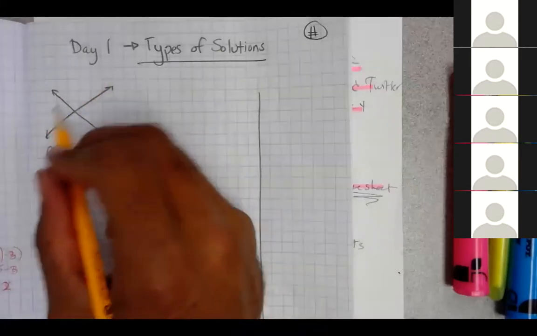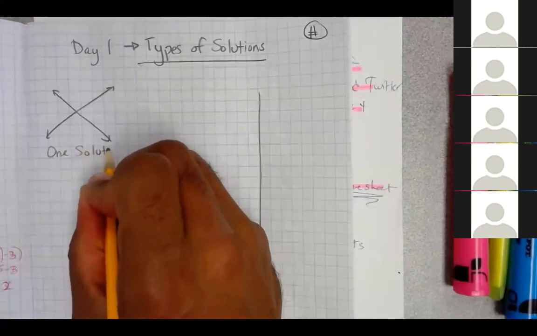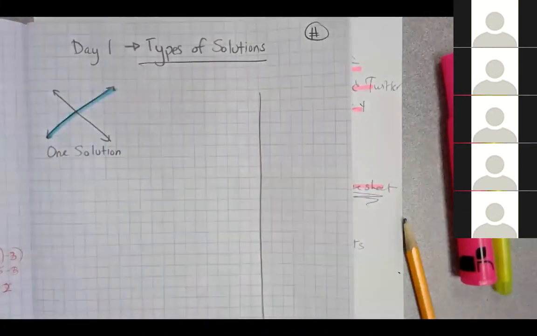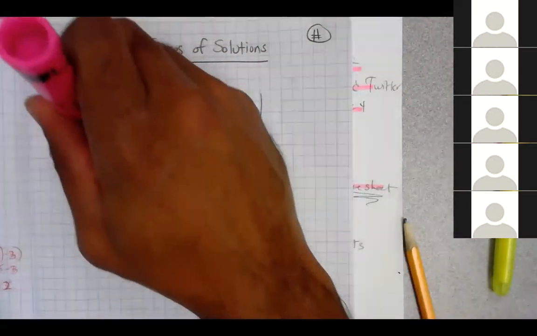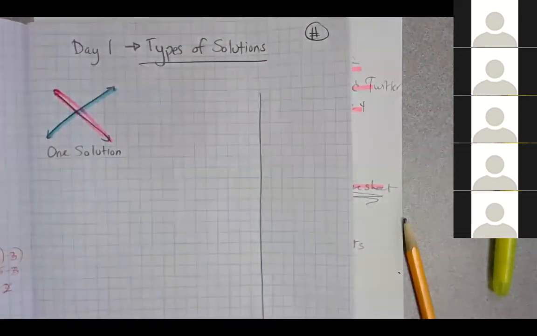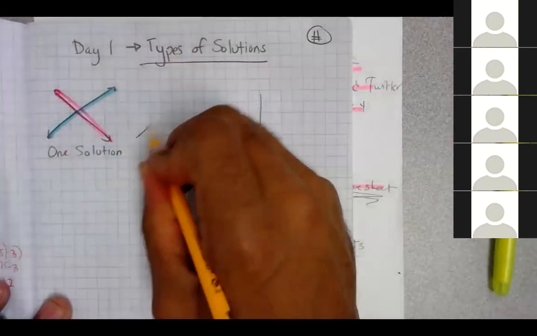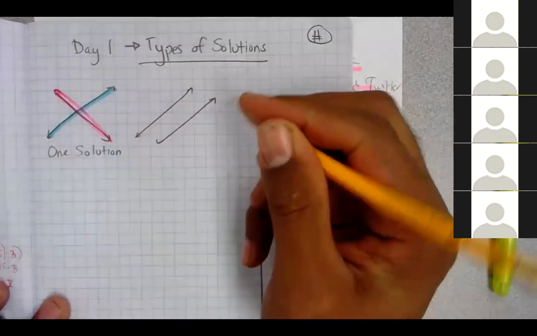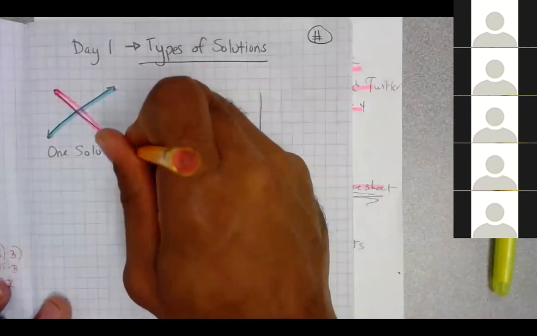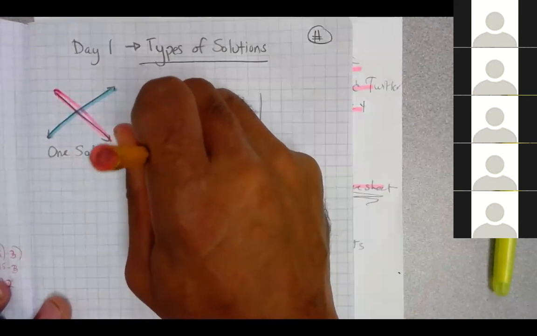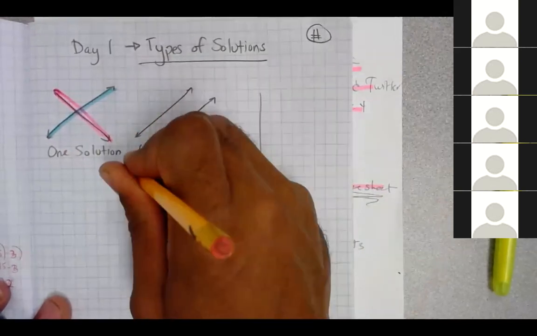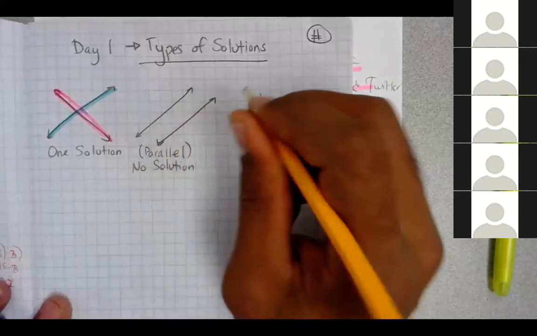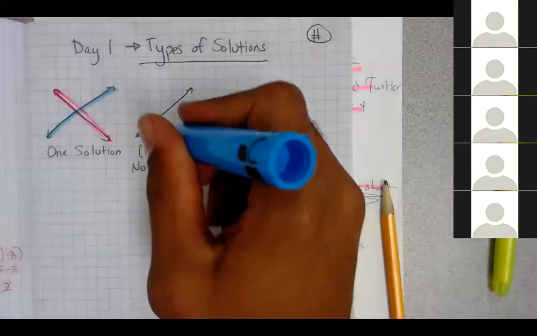Okay, so if they cross at one point, you have one solution. If you have two lines that are parallel or have the same slope, you have no solution. There's no common x and y coordinate. So you have no solution in this case.